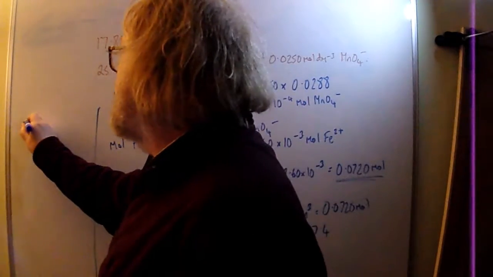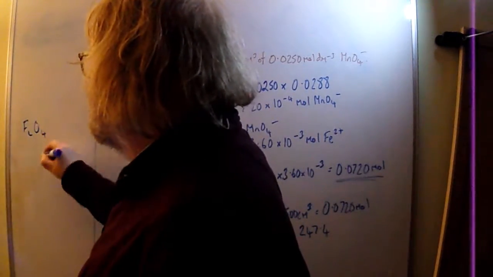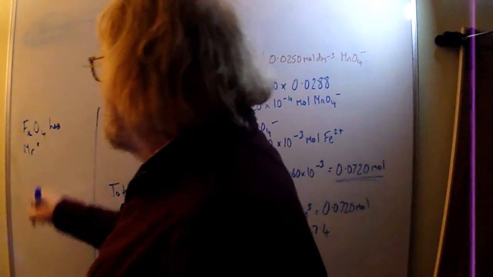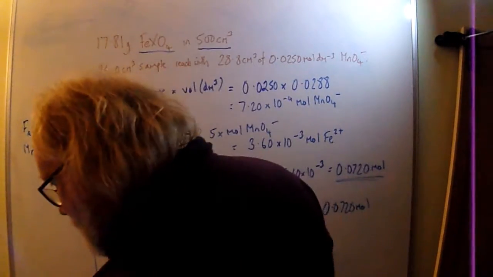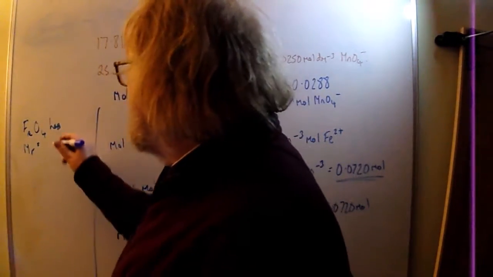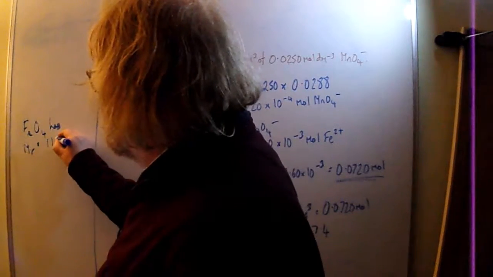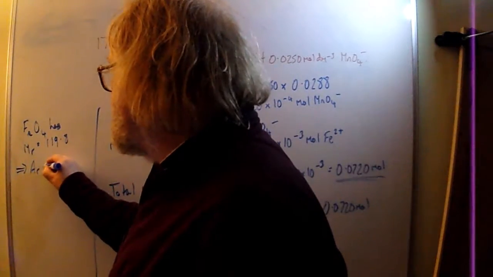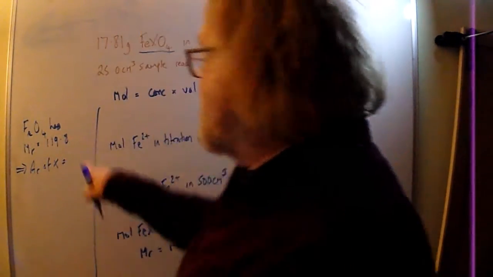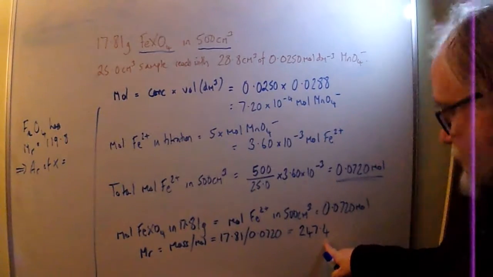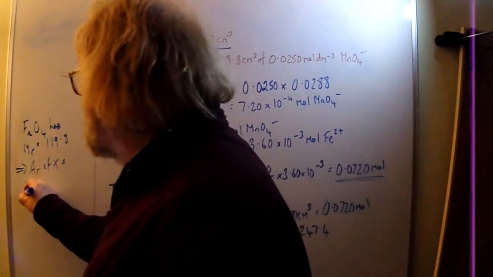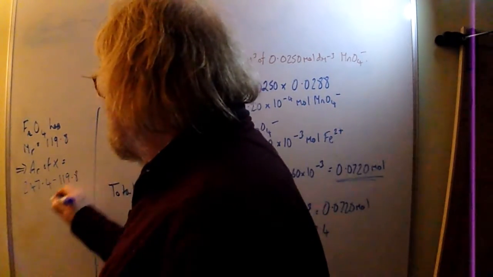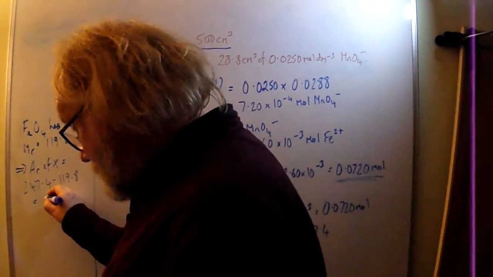So we get that FeO4 has MR equal to 55.8 for the iron, plus 4 lots of 16 adds up to 119.8. And that means that the relative atomic mass of X is the difference between that, which is the other elements, and that which is the total. Okay, so it's 247.4 minus 119.8, which comes in at 127.6.